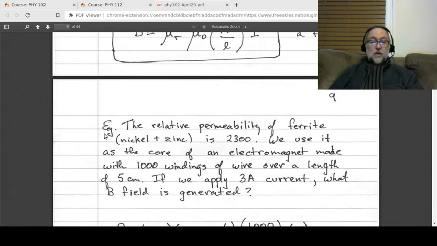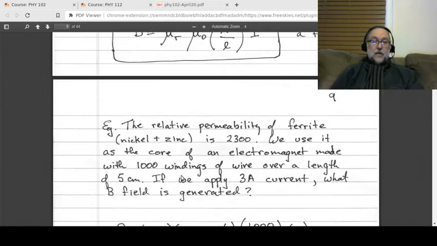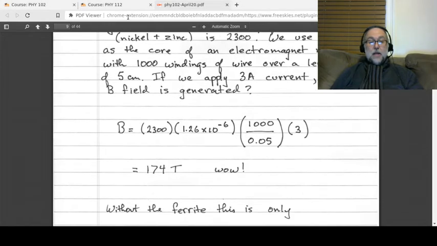Okay, so we're going to use it as a core in an electromagnet made with 1,000 windings of wire over a length of 5 centimeters. Okay, so our solenoid's only like 5 centimeters long, and we have 1,000 windings of wire around there. And when you make these things, you don't have to do it uniformly. You could go over them back and forth like this, you could have several layers of windings, as long as they're all turning in the same direction, that's fine. Okay, and then we're going to put 3 amps of current through this wire, and I want to know how much of a magnetic field does this generate. And it's kind of surprising.